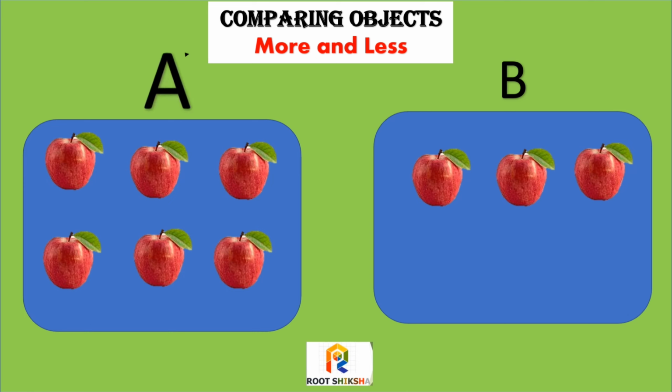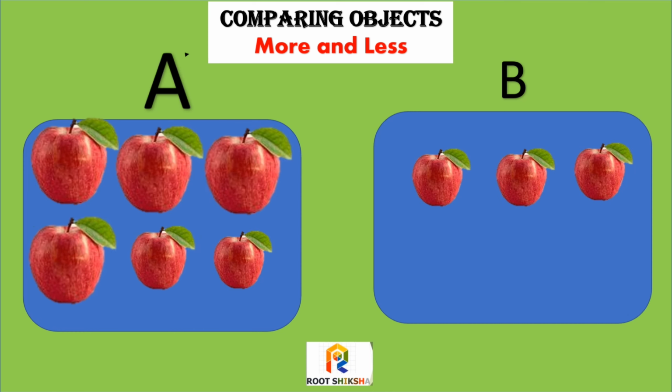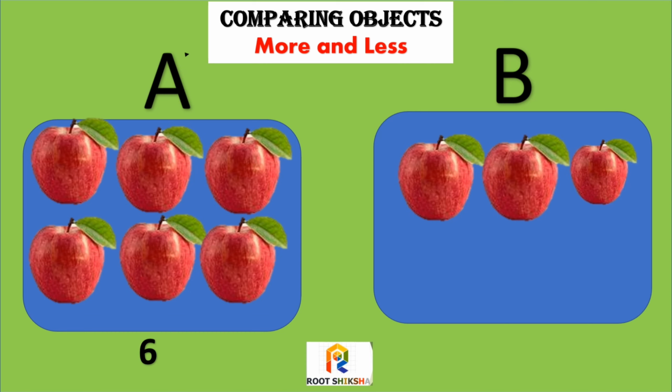Set A has 1, 2, 3, 4, 5, 6. Okay, set A box has 6 apples. Next, set B. 1, 2, 3. Set B has 3 apples. Okay.